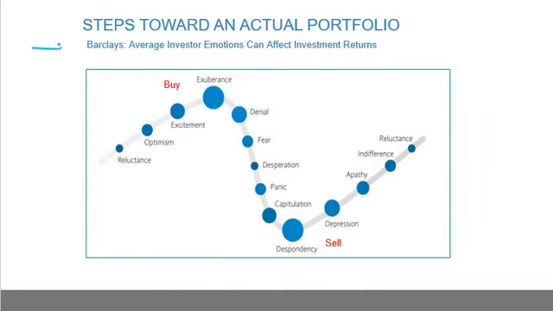Okay, this graph is from a Barclays white paper. Again, it's publicly available. If you Google search average investor emotions, Barclays white paper, you'll find it. And what it's showing is that for the average investor, emotions can affect investment returns.